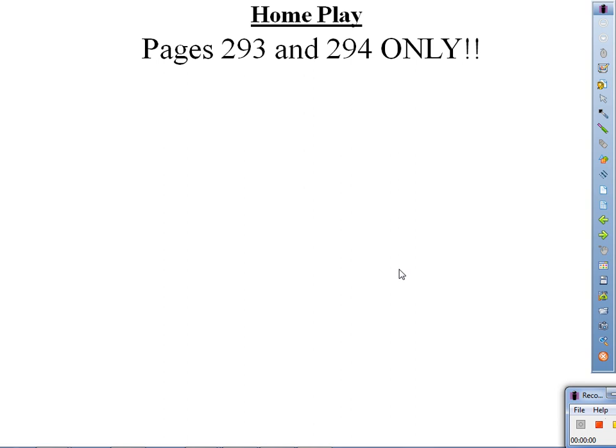Home plate for today's pages 293, 294 only. You okay over there, Chloe? Good. All right. 293, 294 only. Okay. Yeah. Ready? All right. Here we go.